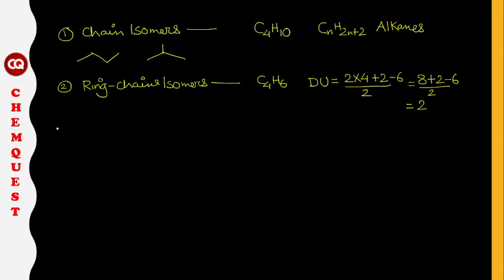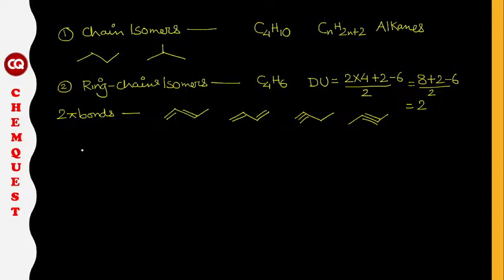2 means first, 2 pi bond structures. In 2 pi bonds: first one cumulene, next one butadiene, and next one triple bond with 4 carbon, and next one triple bond at the mid position. These are the 2 pi bond structures.